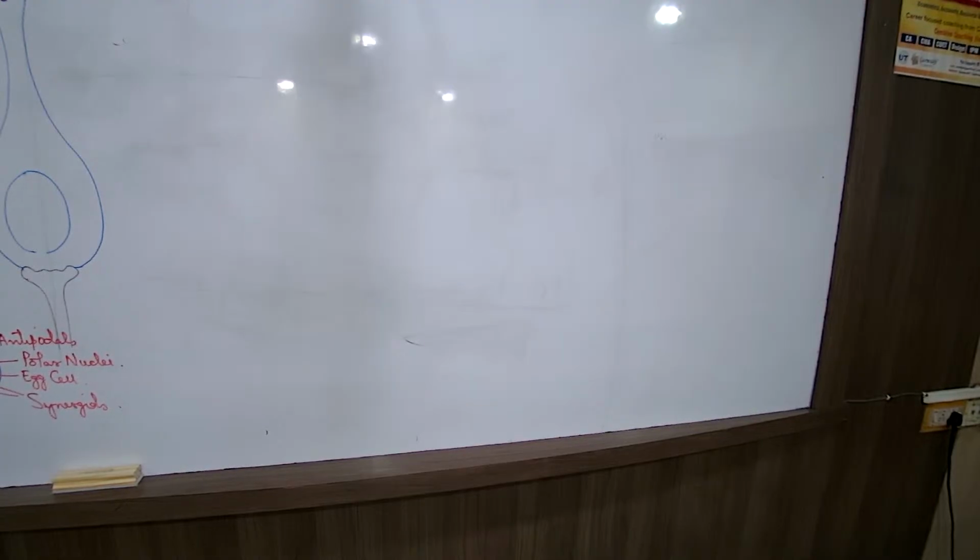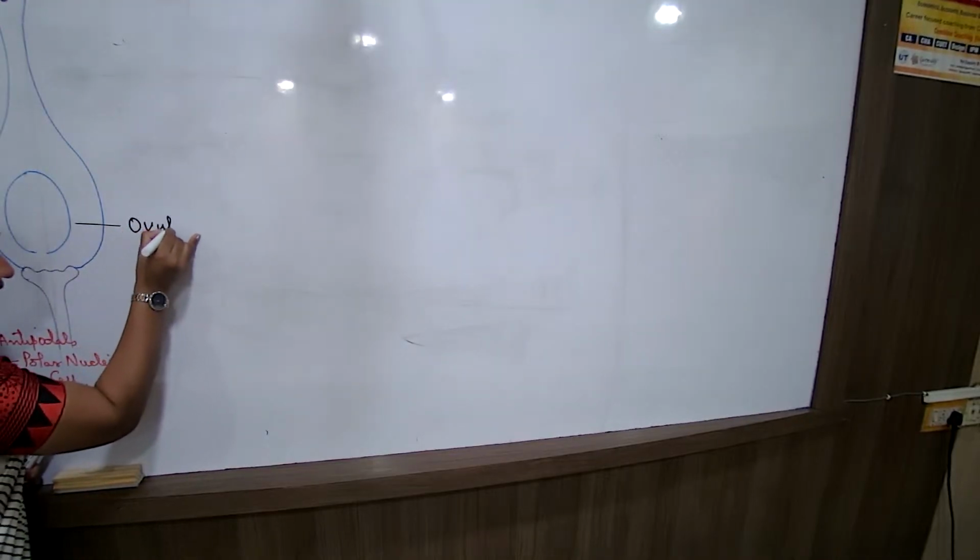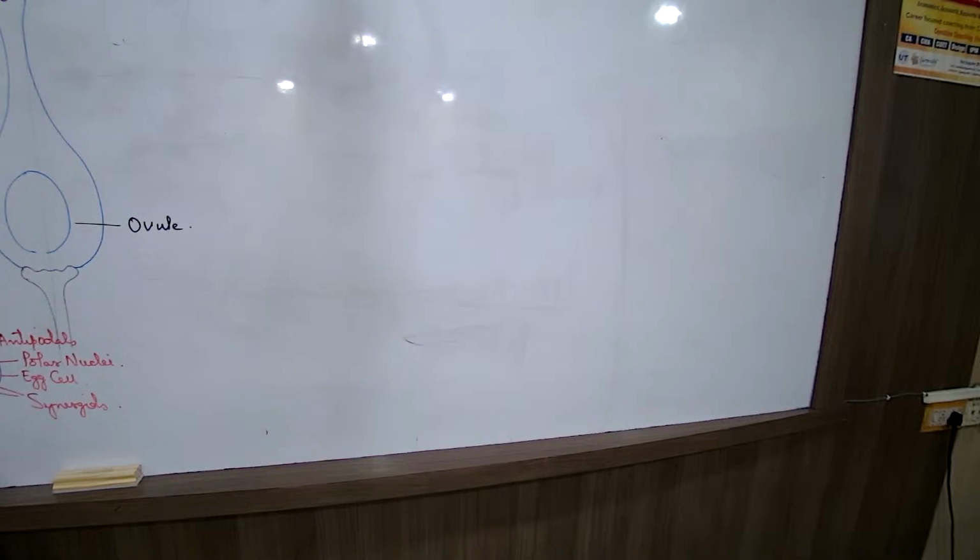So now that we are talking about these 2 male gametes and the 8 female gametes, how the process of fertilization takes place, that is what we have to understand. So this is the ovule. This part is the ovule. We are to understand in the ovule how many gametes there are and how they are arranged.